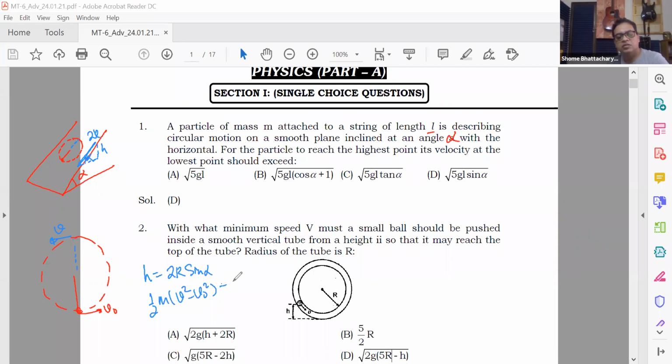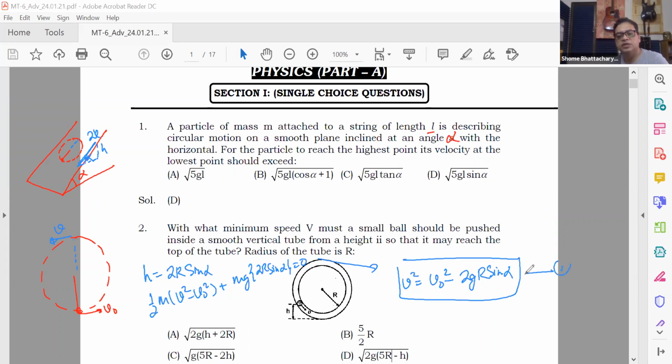Okay. So you'll have half m (v square minus v naught square) plus mg into 2r sine alpha is equal to 0. So at the topmost point, v square is equal to v naught square minus 2gr sine alpha instead of 2gr. Okay, so this is one equation, coming from work energy.